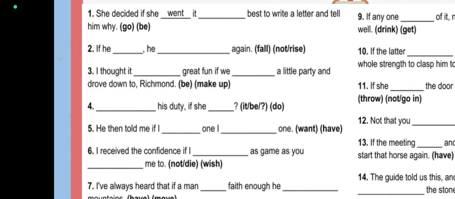Yes, if he failed, he wouldn't rise again. Okay, wouldn't rise. Okay. I thought it. Okay, is this the conditional or the result clause?